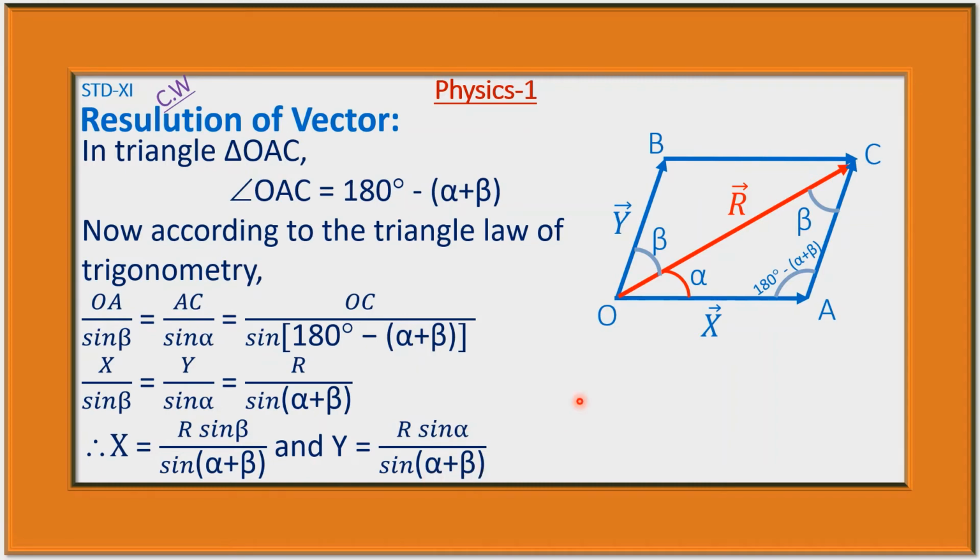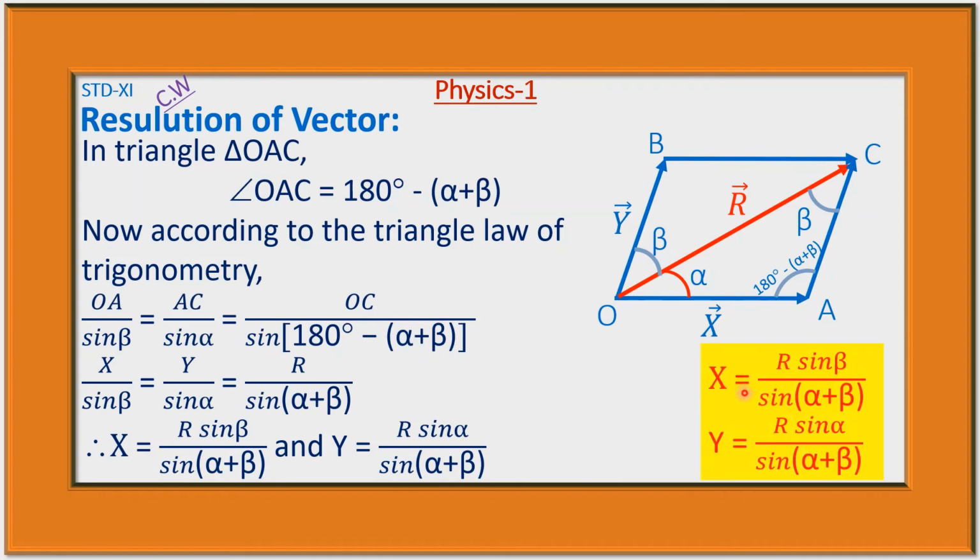And these are the two components of r vector, one is x component and another is y component. So x component, which is at an angle alpha with the r vector, is r sin beta divided by sin alpha plus beta, and here y is equal to r sin alpha divided by sin alpha plus beta.